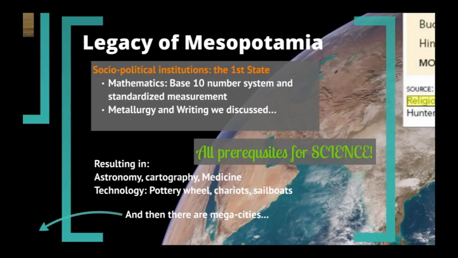Think about this, though, because all these things right here are prerequisites to the scientific method. Science can't exist in the form that we understand it today without these prerequisite traits. And this results in an astounding series of developments with increased understanding of astronomy, cartography, medicine, technology like the wheel, chariots, sailboats that can actually do deep sea exploration. And then this is all precursor to what we now understand to be an everyday occurrence, the megacity. And there are serious consequences to the megacity.